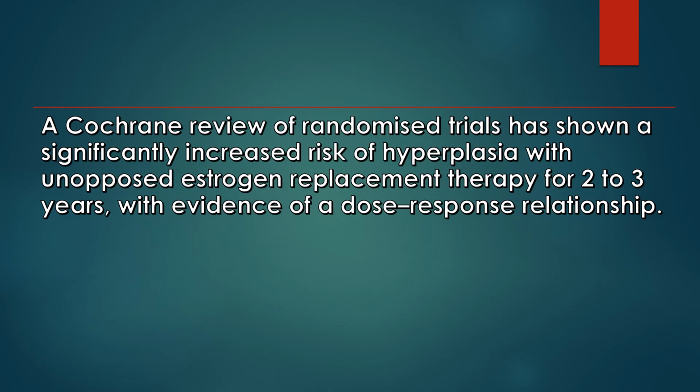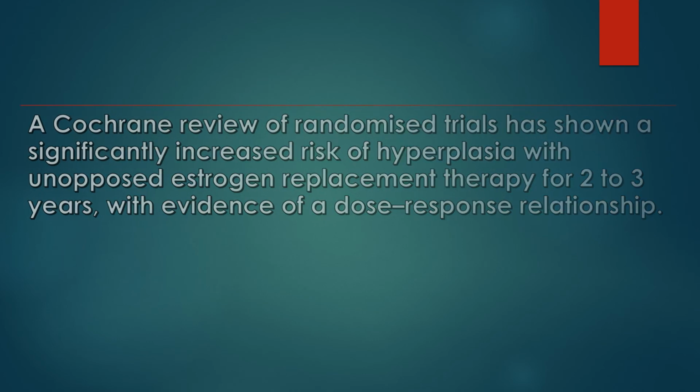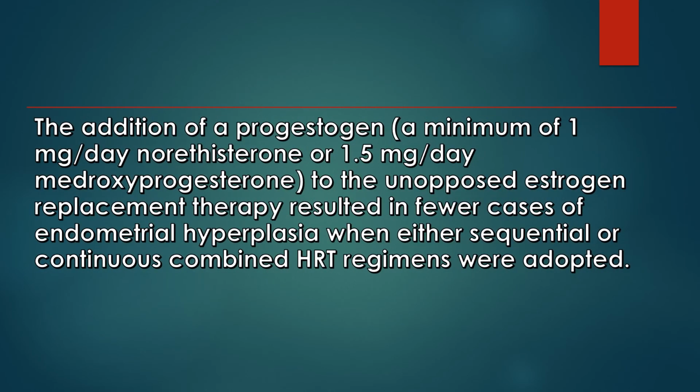A Cochrane review of randomized trials has shown a significantly increased risk of hyperplasia with unopposed estrogen replacement therapy for 2 to 3 years, with evidence of a dose-response relationship. The addition of a progestogen, a minimum of 1 mg per day norethisterone or 1.5 mg per day of medroxyprogesterone to the unopposed estrogen replacement therapy resulted in fewer cases of endometrial hyperplasia when either sequential or continuous combined HRT regimens were adopted.